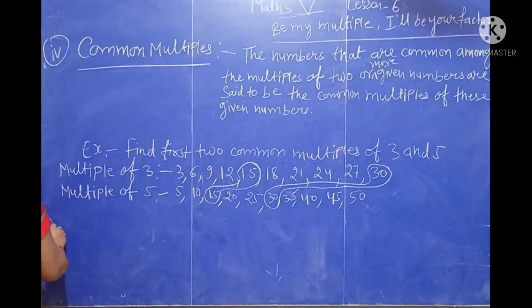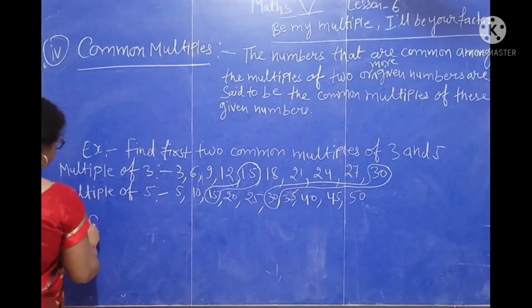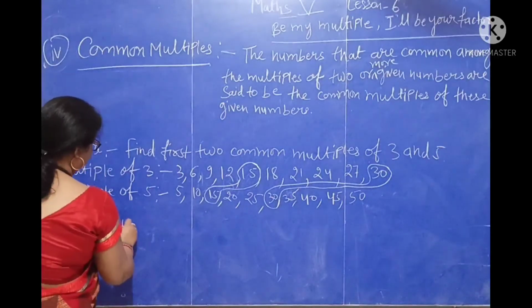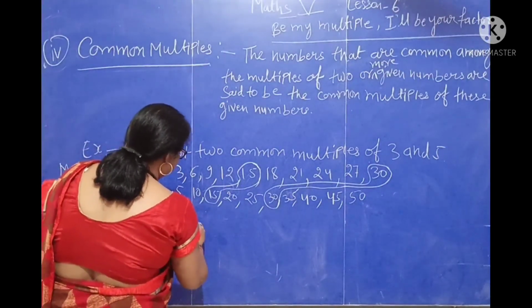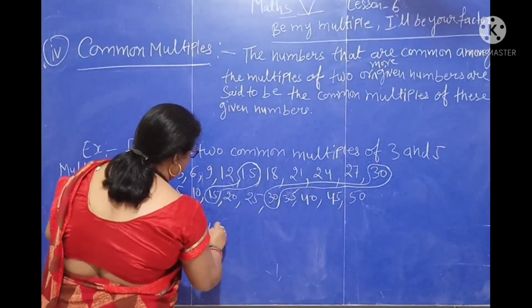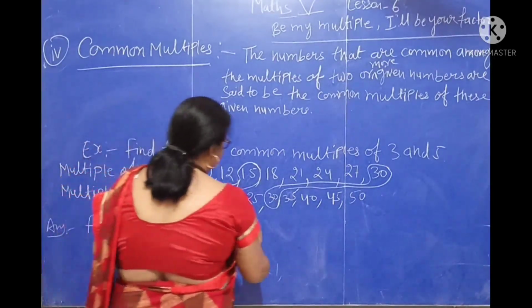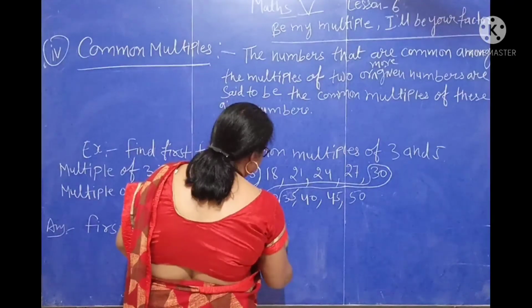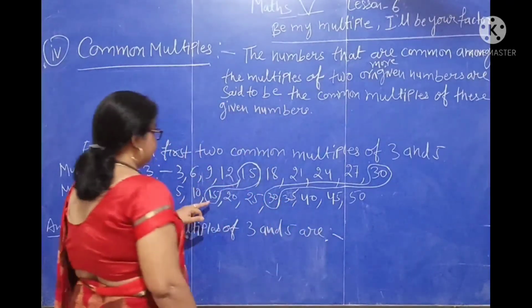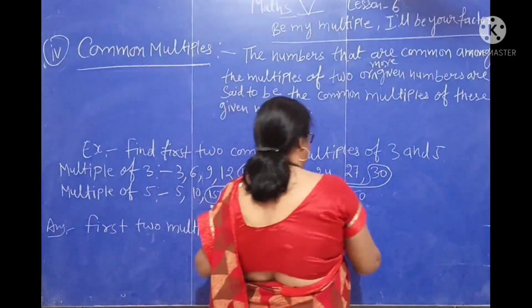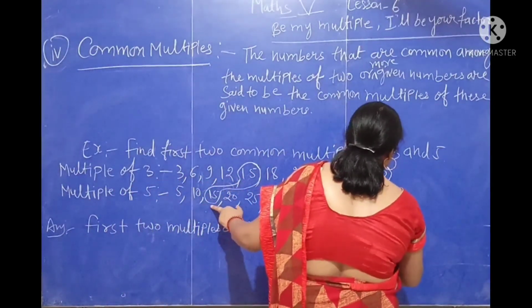So our answer is: the first two common multiples of 3 and 5 are 15 and 30.